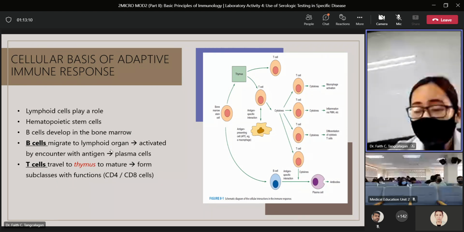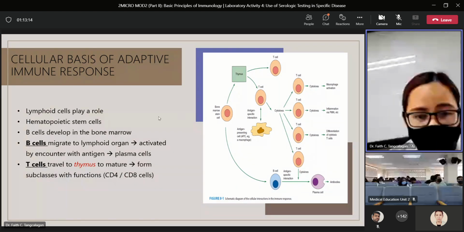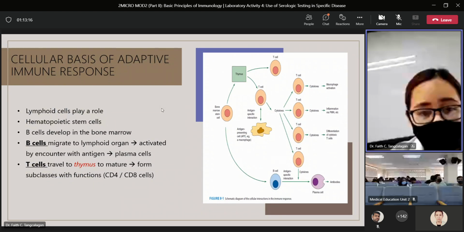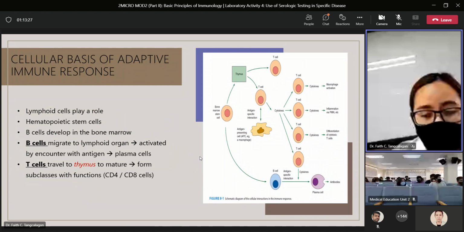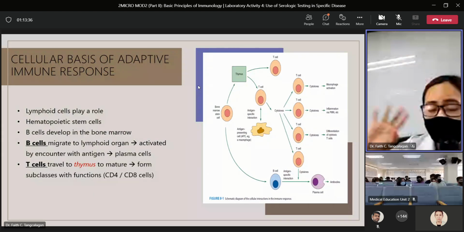The hematopoietic stem cells will reside in the bone marrow. So you can see the picture. This is actually your mother cell. These stem cells are destined to become your B lymphocytes, which develop in the bone marrow, and T lymphocytes, which mature once they migrate to the thymus. So let's first talk about B cells.